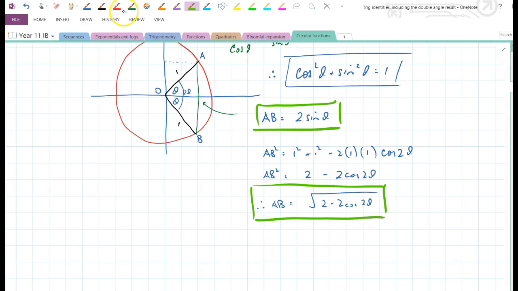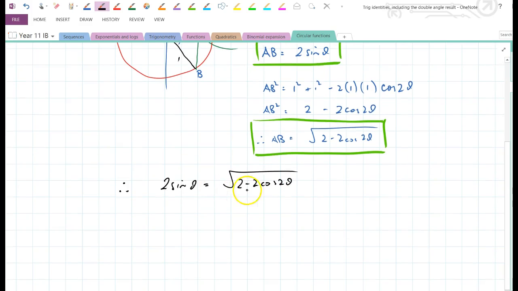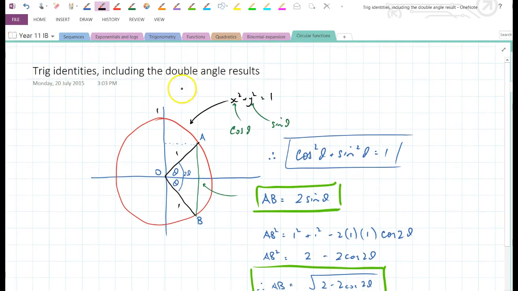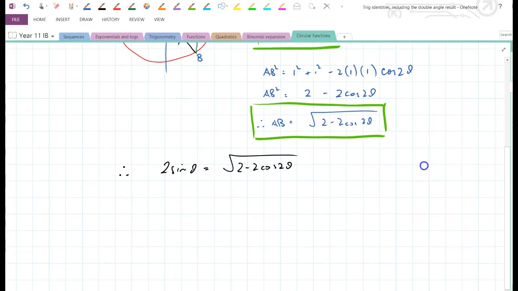It's the same length. So would it be fair to say, therefore, that 2 sine theta is equal to the square root of 2 minus 2 cos 2 theta? I reckon it would. Now, what we want to do here is make cos 2 theta the subject, so we've got a double angle result. Right, we want to know what cos 2 theta is, so let's get the subject to be cos 2 theta.